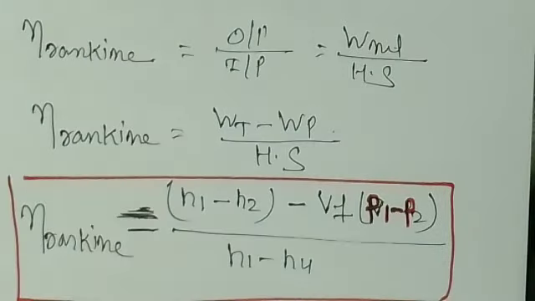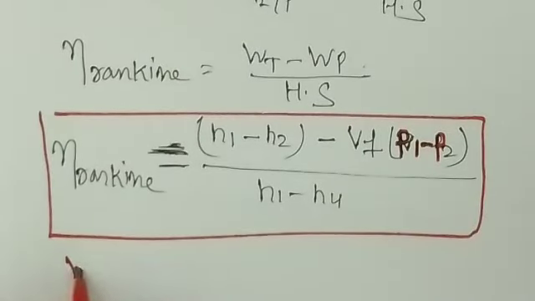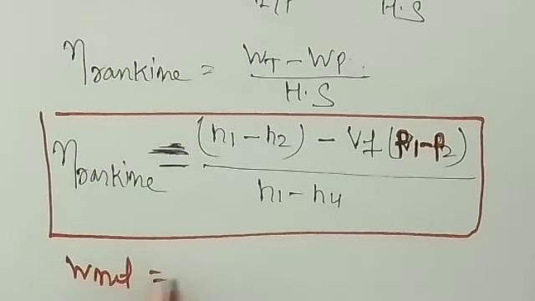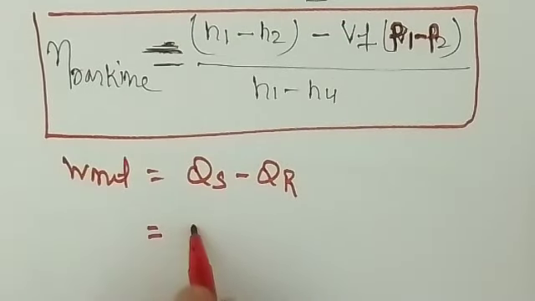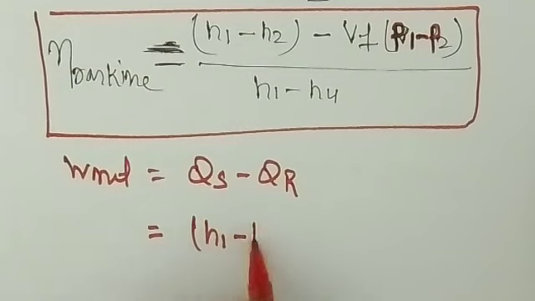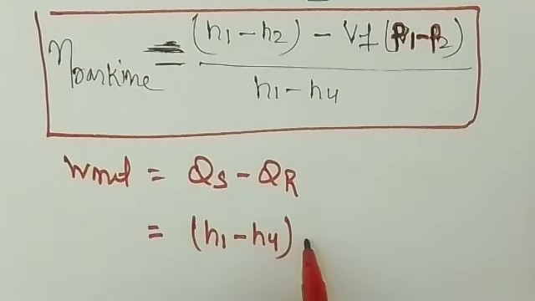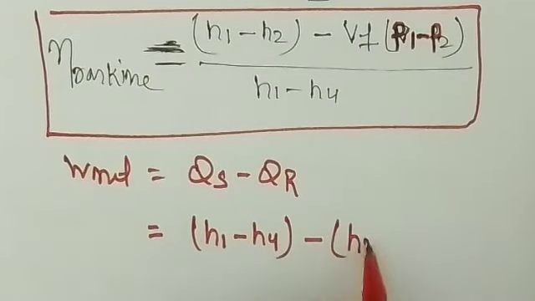Next, in terms of the heat rejection, you can find W net like this also: W net is equal to heat supplied minus heat rejection. This is also a way you can get it. So what is the heat supplied? That is H1 minus H4, and the heat rejected is H2 minus H3, right.